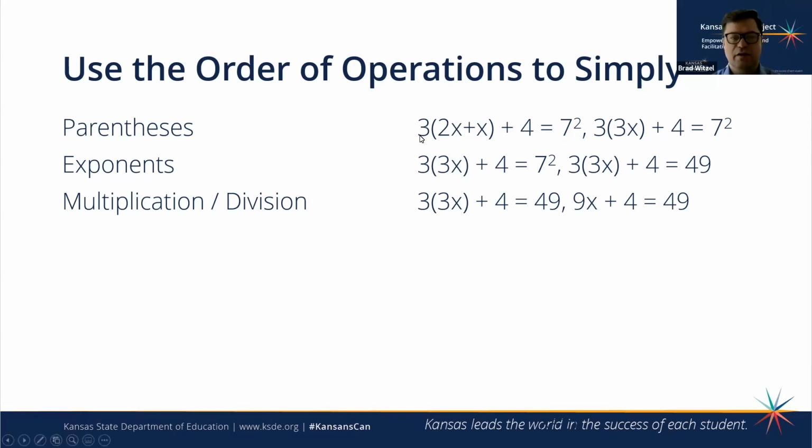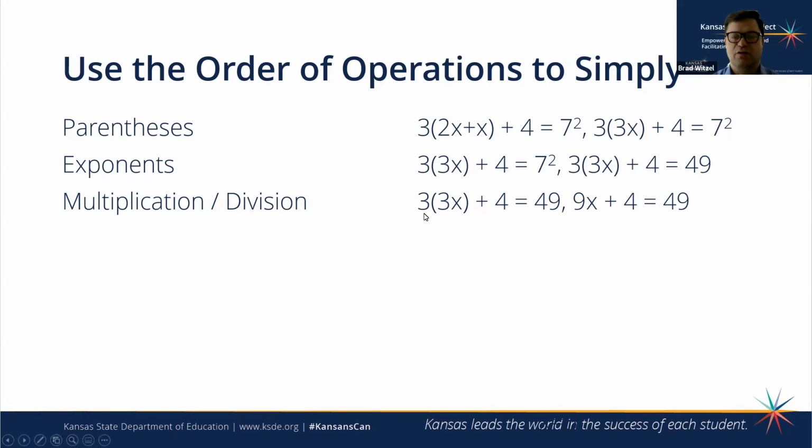So in this case, parentheses. I do have parentheses. Inside them is 2x plus x. Solve what's inside the parentheses. Okay, it's 3x. All right, so now it's 3 times 3x plus 4 equals 7 squared. Are there exponents here? Yes. So 7 squared would be 49. Great. Now I have 3 times 3x plus 4 equals 49.